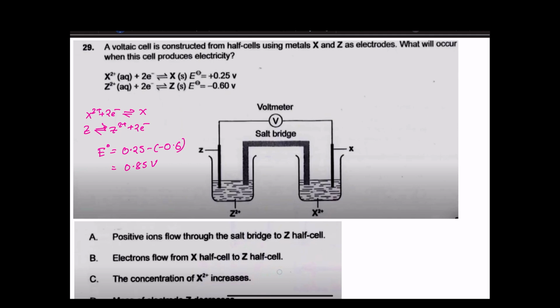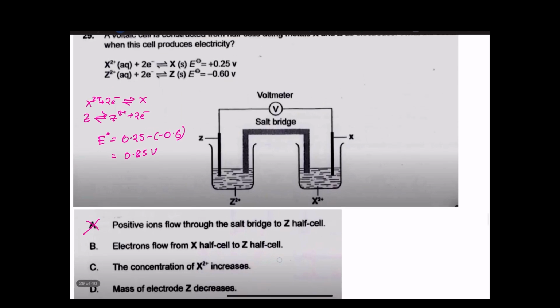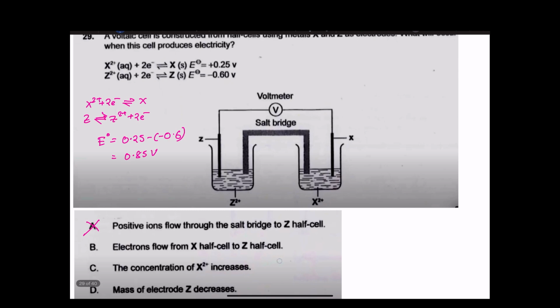Now let's try to understand. Positive ions flow from the salt bridge to the Z half cell. Z is producing Z2 plus ions, so it requires negative ions to neutralize the charge, not positive ions. So the first one is wrong. Next one, electrons flow from X to Z. Wrong. Z is producing the electrons and X is consuming the electrons. So electrons will flow from Z to X. The second one is also wrong.